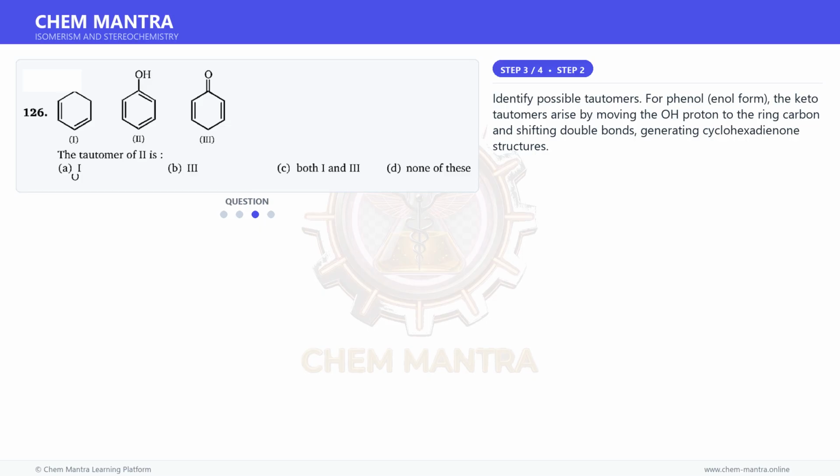Moving on to the next step. Identify possible tautomers. For phenol, the enol form, the keto tautomers arise by moving the OH proton to the ring carbon and shifting double bonds, generating cyclohexadienone structures.